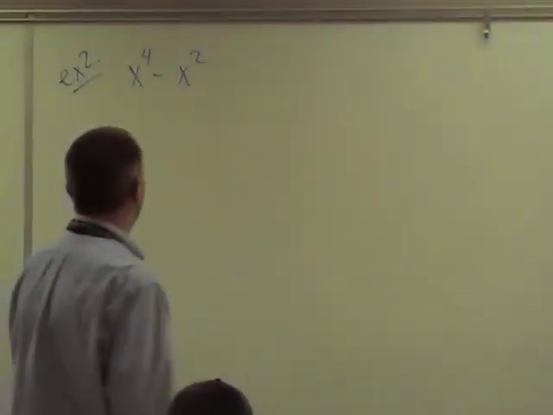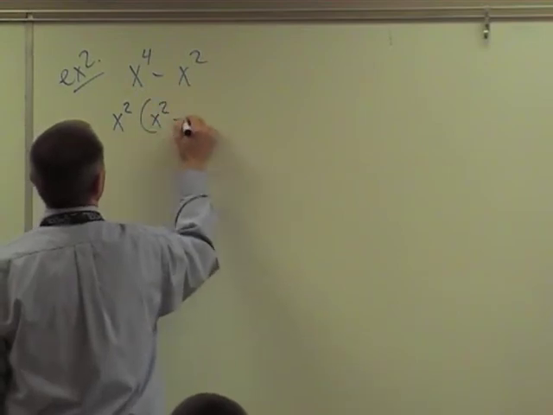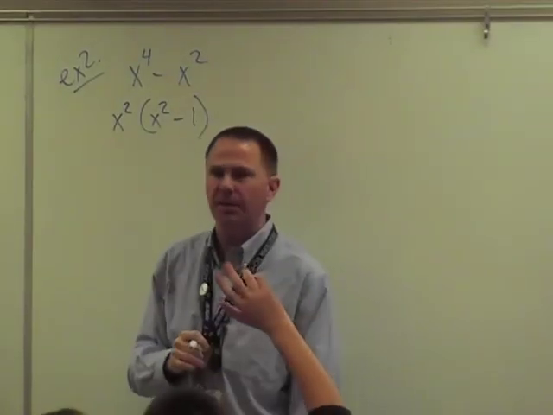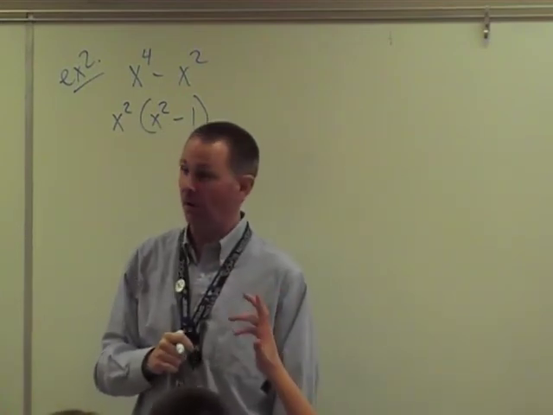I solved it. No, it's not that. Well, that's what I got. You're not done. All right, I take out an x squared. Now I have x squared minus 1. How many people got that? How many of those people think you're done? I think you're done.